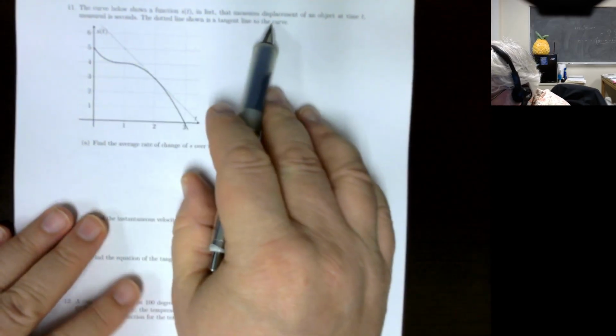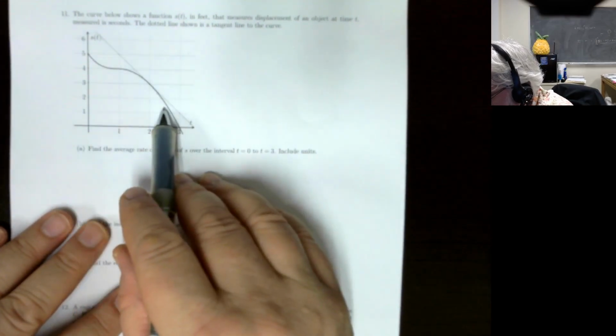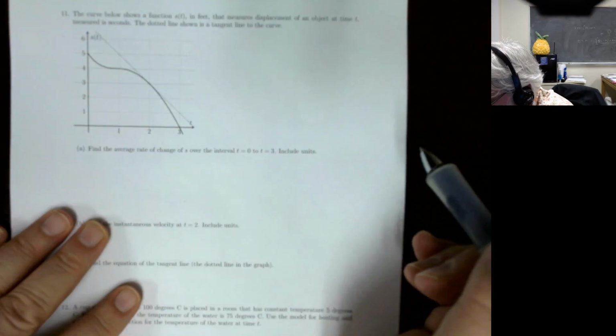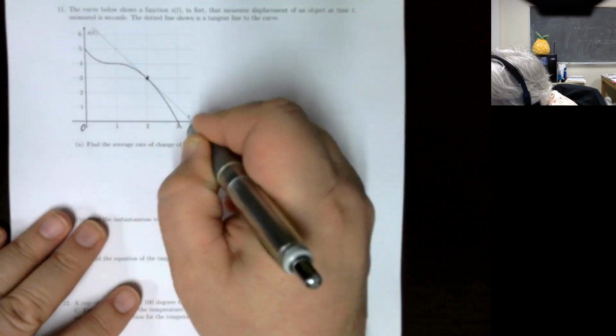Last one here. The curve below shows a function s of t in feet. The problem with this one was that some of these grid lines weren't visible from the copy machine, so we said that you could estimate these if you needed to. But let's see if we can get some numbers here. Find the average rate of change of s on the interval from 0 to 3. So time equals 0 to time equals 3.